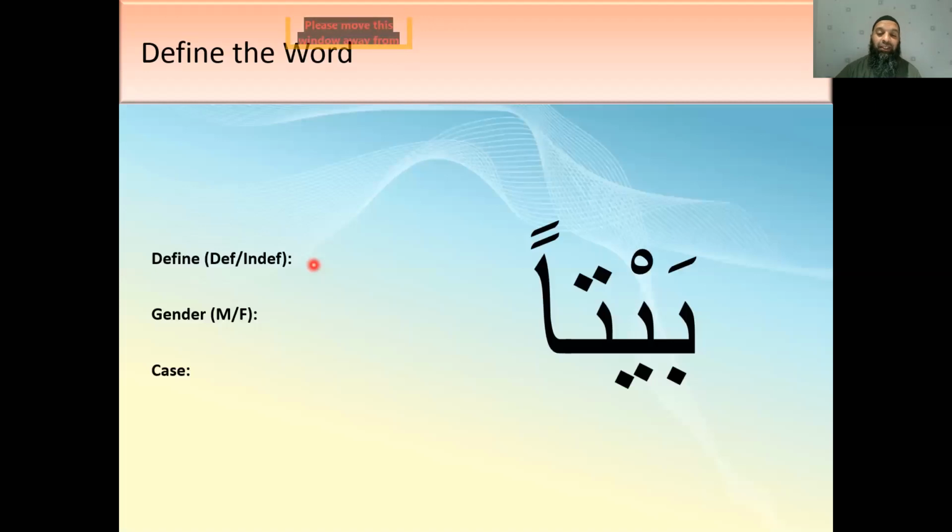Right. So baytan. Is it definite or indefinite? Indefinite. Okay. And as a result, it means a house. As long as you get that it means a house, job done. But indefinite, good. What is the gender? Masculine. And this is the most important one now. What is the case? Mansub. Mansub, okay? Because it's got a double fatha, a double zabar, so it's going to be mansub.